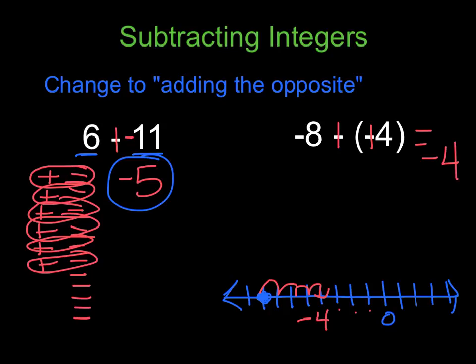Or, if you use those rules, you look and see that you are adding opposites. So you simply subtract these two numbers. 8 minus 4 is 4. 8 is bigger than 4, and it's negative, so your answer is negative 4. It shouldn't matter which method you use. You should always end up with the same answer.